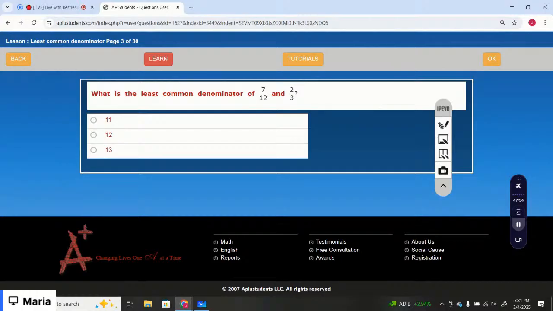What is the least common denominator of 7 over 12 and 2 over 3, which is the correct option? That is 12. Option number 2 is the correct option. 12 it is. Very good.